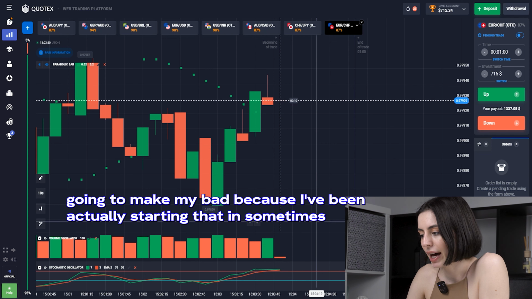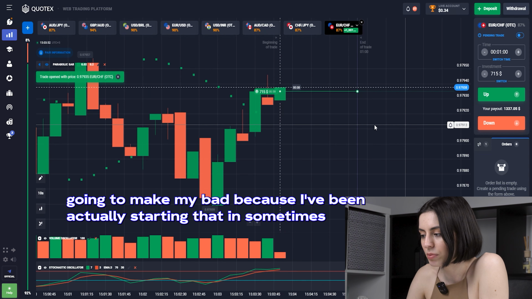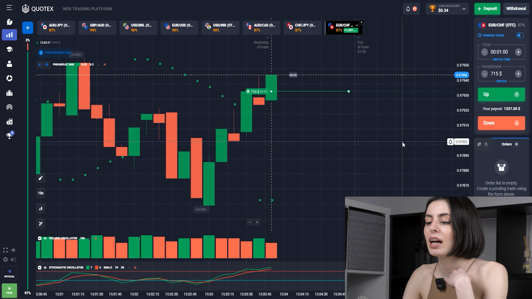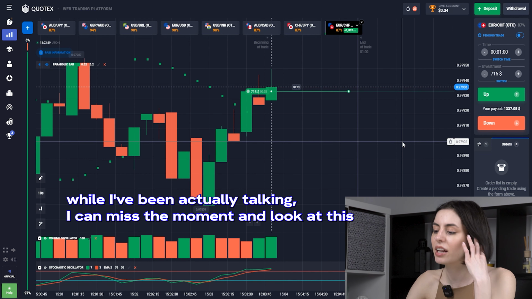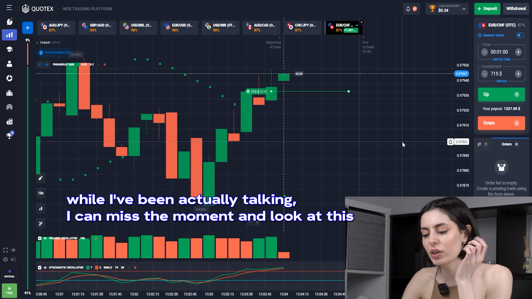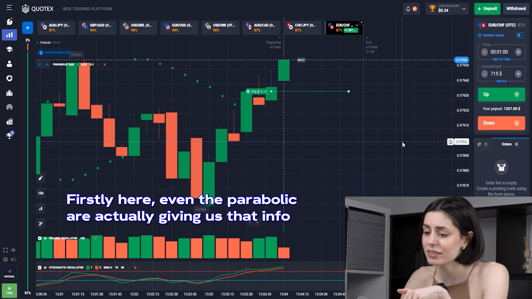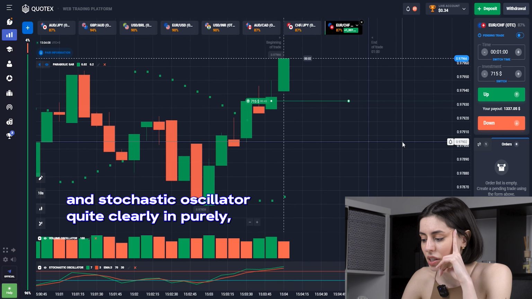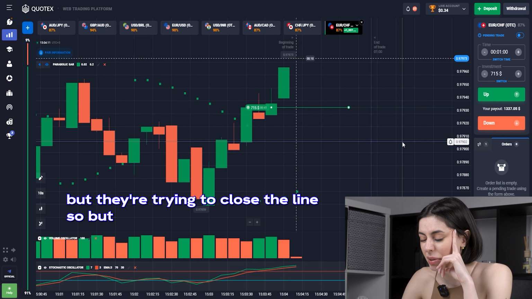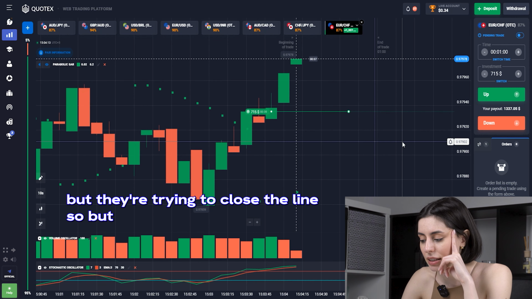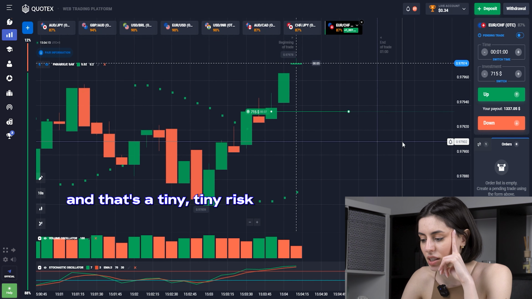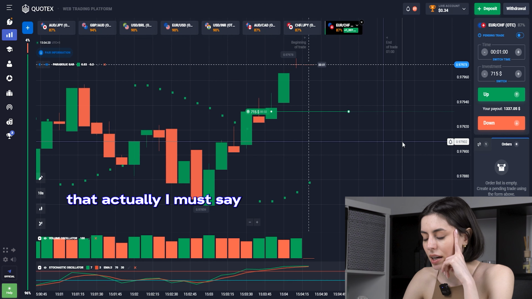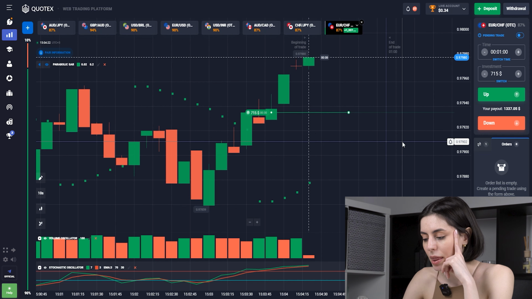Look at that, I'm going to make my bet because I've been actually studying that, and sometimes even if I've made my decision, it's going to be upward like this time, but while I've been talking, I can miss the moment. And look at the stochastic oscillator first, like here, even the parabolic SAR is actually giving us that info. And the stochastic oscillator quite clearly, but the lines of it are trying to close, and that's a tiny risk. But actually, I must say, look at that.